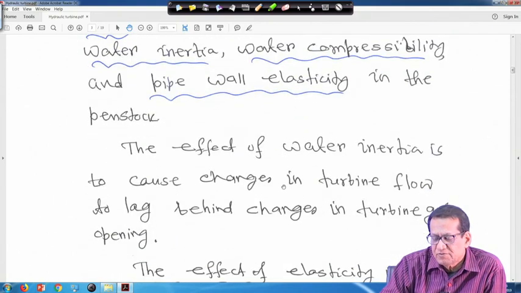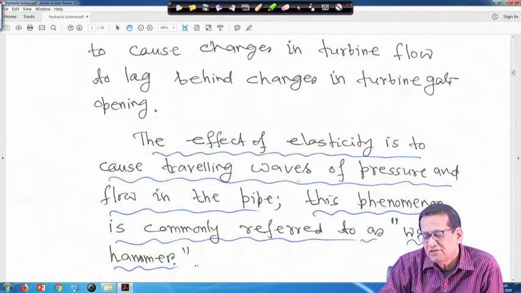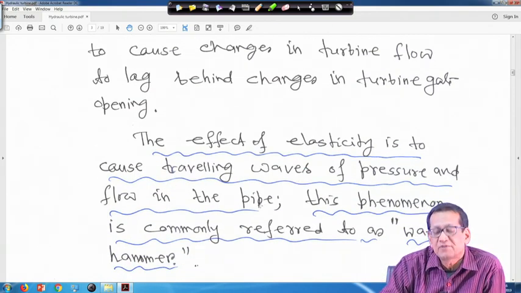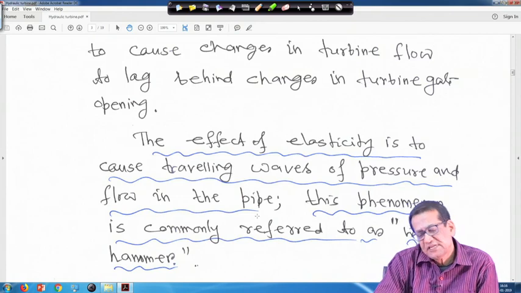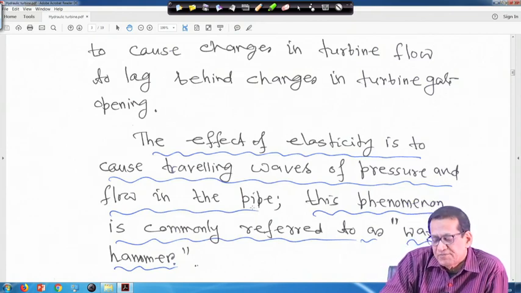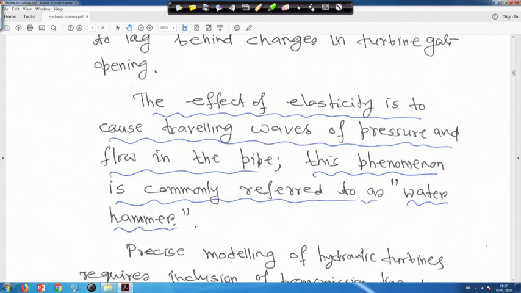The effect of water inertia is to cause changes in turbine flow to lag behind changes in turbine gate opening. The effect of elasticity is to cause travelling waves of pressure and flow in the pipe. This phenomenon is commonly referred to as the water hammer effect.